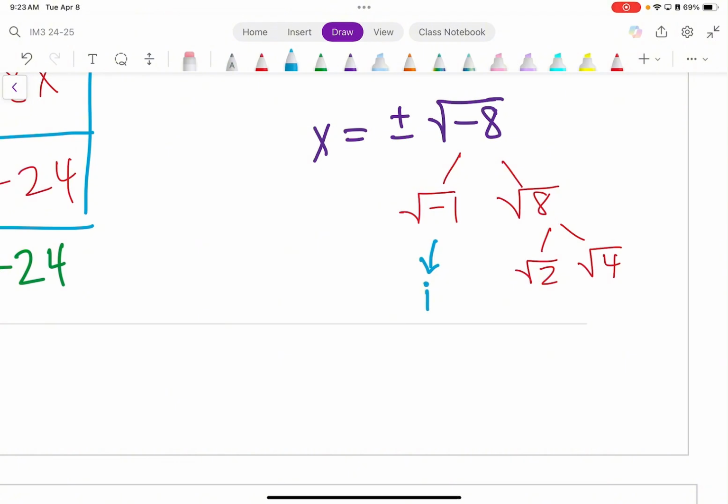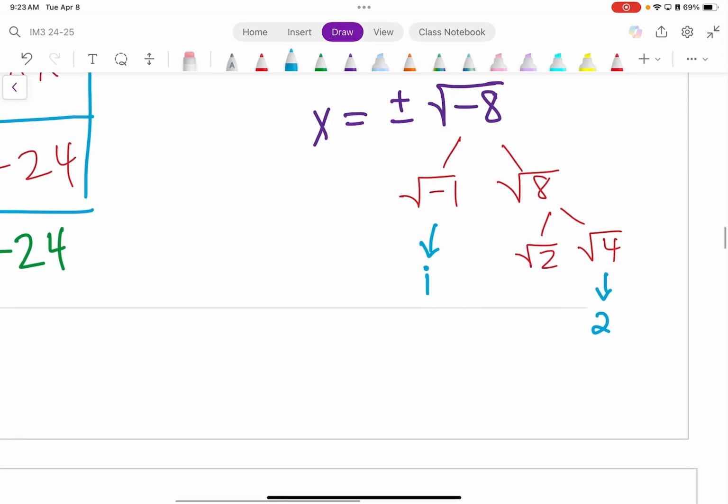Can I do anything with radical 2? Can I take the square root of 2? No, because it's not a perfect square. Can I take the square root of 4? Yes, it is a perfect square. The square root of 4 is 2. Let's put this together. So we're going to get the following: x equals plus and minus 2i radical 2.